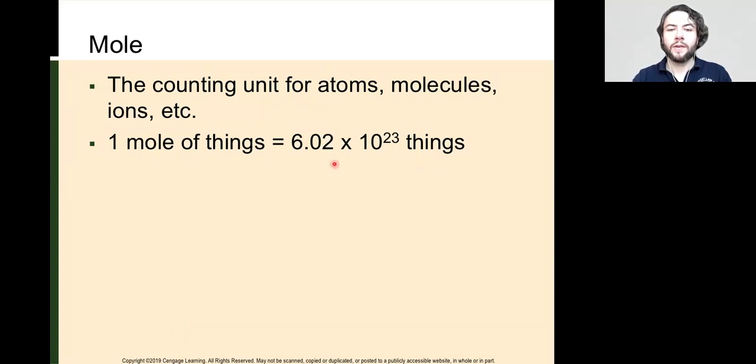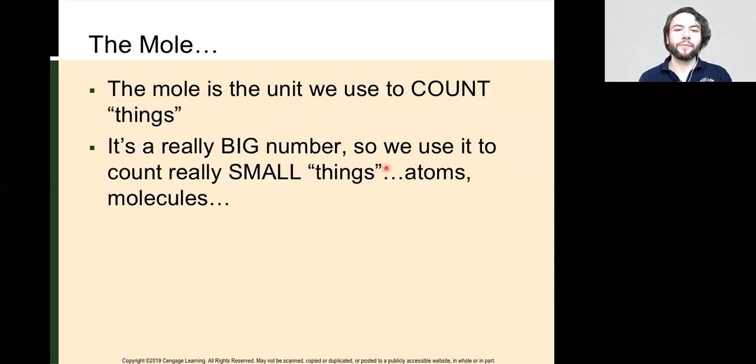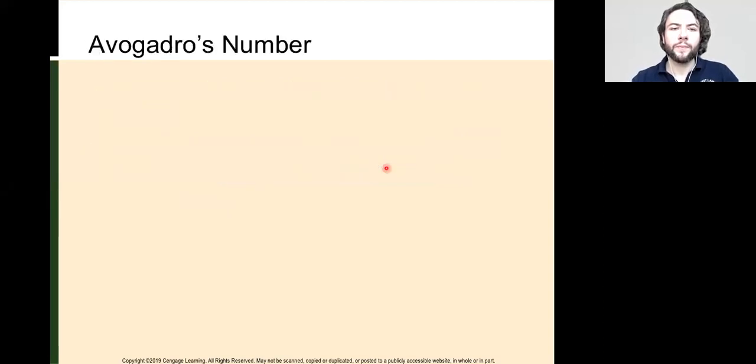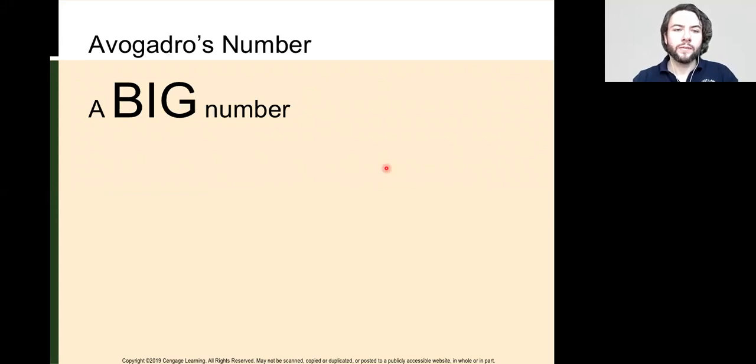So this is a very specific number. It's usually given on your periodic table, there'll be an Avogadro's constant given to you. But I mean, it's 6.02 times 10 to the 23, at the very least 6 times 10 to the 23. So the mole is the unit that we can use to count these things, these atoms, these ions, these molecules. It's a very, very big number. So we use it to count really small things, atoms, molecules, and so on. Avogadro's number is what it's called.